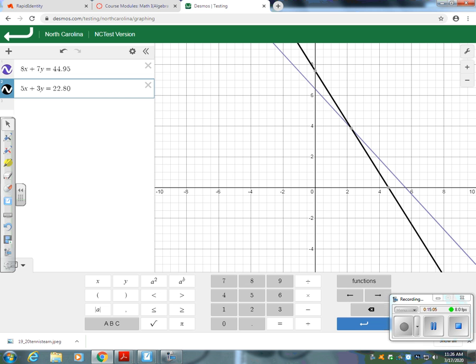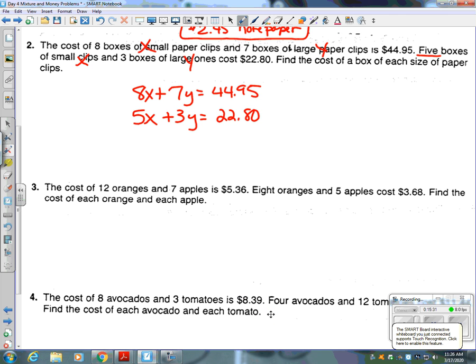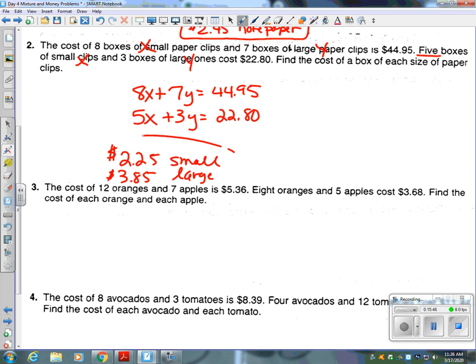And if you ever get a negative number, then you know that money cannot be negative, so maybe you typed something in wrong. So I always go back and look at that. It should be two positive numbers. So we're looking at $2.25 for small and $3.85 for large. Okay, so $2.25 for small and $3.85 for large paper clips.